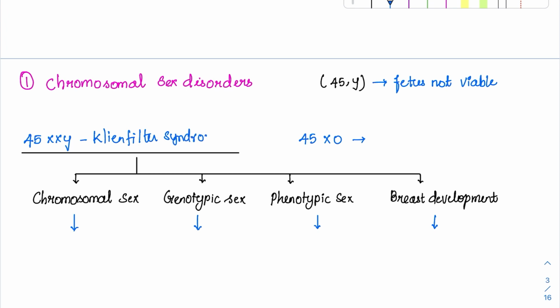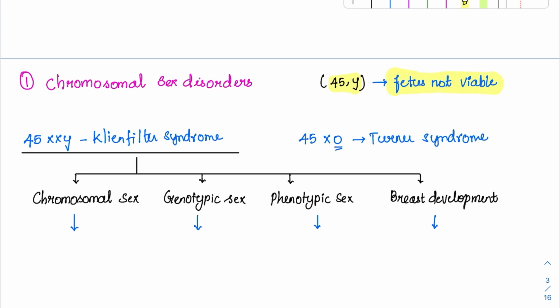Klinefelter syndrome. And there is a chromosome disorder which is called 45XO. Here one X is absent, that is called Turner syndrome. So these are the two most important syndromes we have to know. And if the fetus does not have an X chromosome, then most of the time it is not viable.